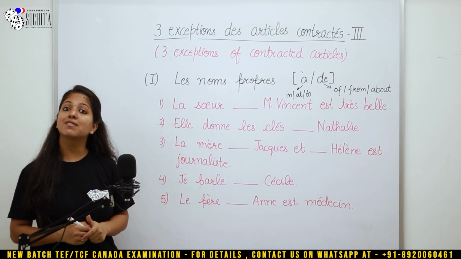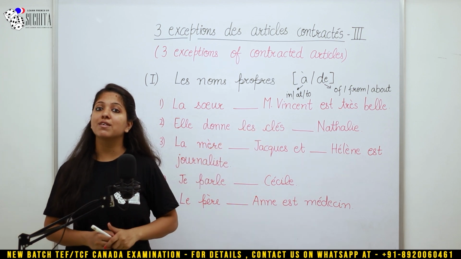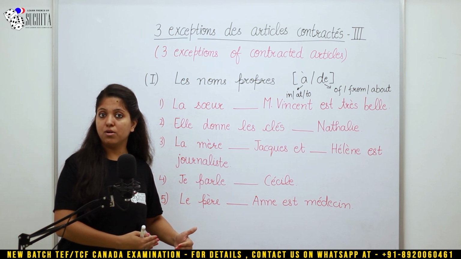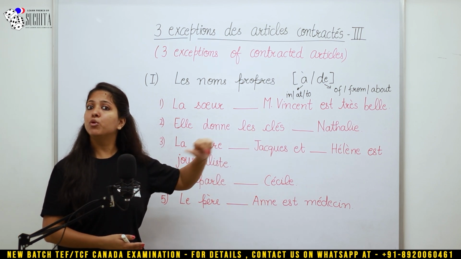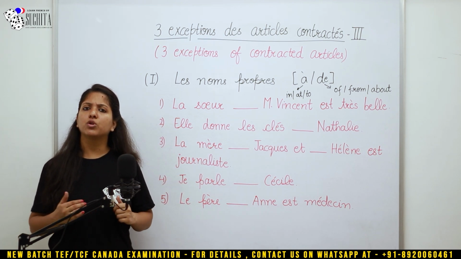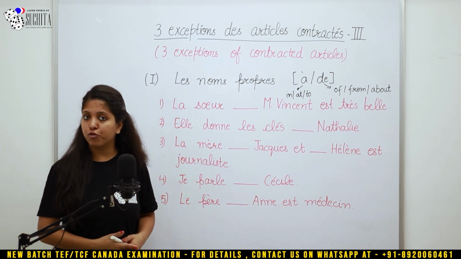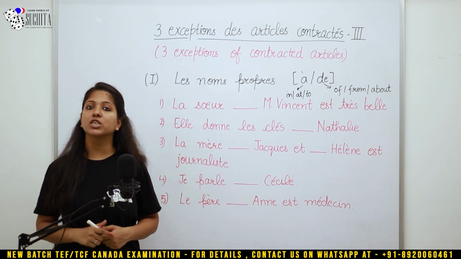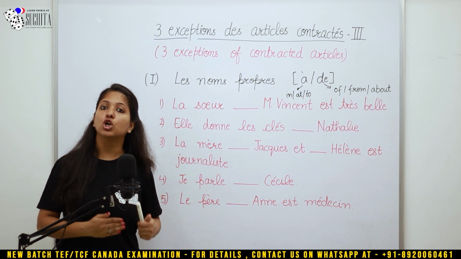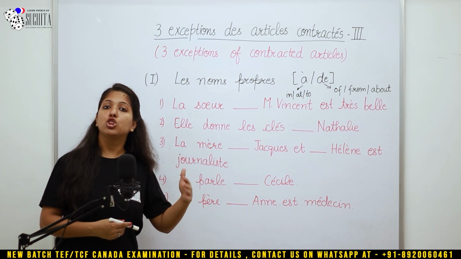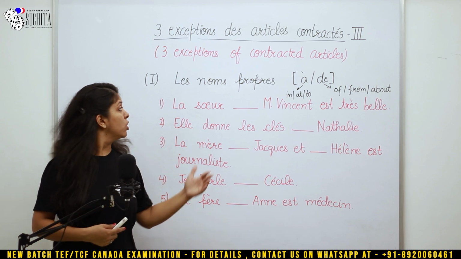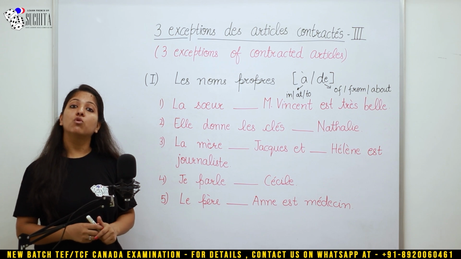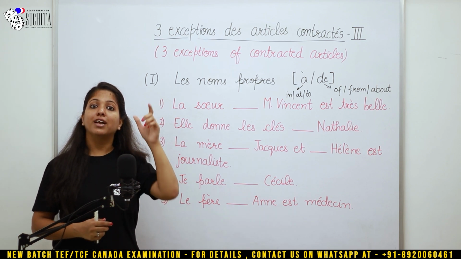La sœur, the sister, Monsieur Vincent est très belle. So the sister, Monsieur Vincent, Mr. Vincent is very beautiful. Now what will you say in English? You will say the sister of Mr. Vincent is very beautiful. Even in English it happens that you never put the article the before the proper nouns. You do not say the Mr. Vincent. You say the sister of Mr. Vincent. You will never say of the Mr. Vincent. So that is why you will not put the definite articles.